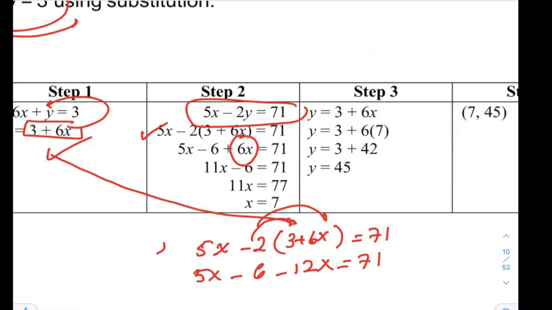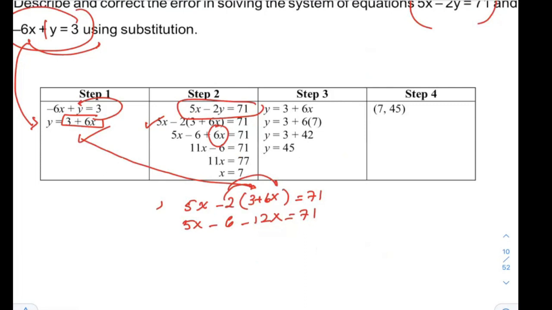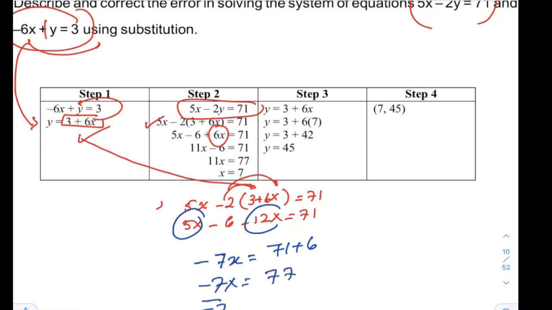This is wrong, and this is one of the common mistakes that students usually make. That means we should continue in the right way, so everything else will depend on this mistake. So we will now combine 5x minus 12x, negative 7x, and this will be 71 plus 6, so negative 7x is 77. Dividing by negative 7, x is negative 11. And this is the value of x.